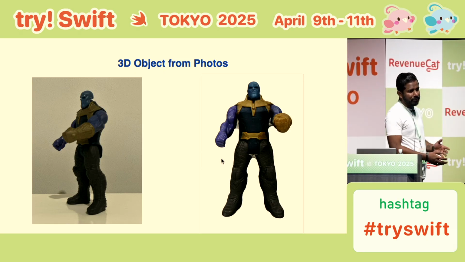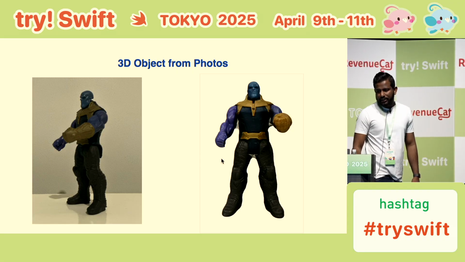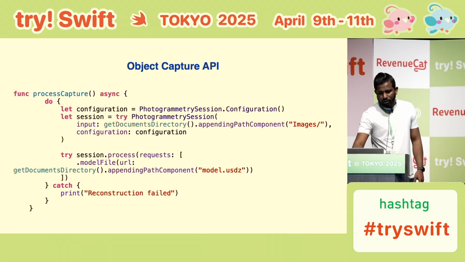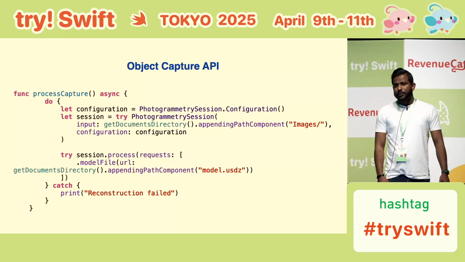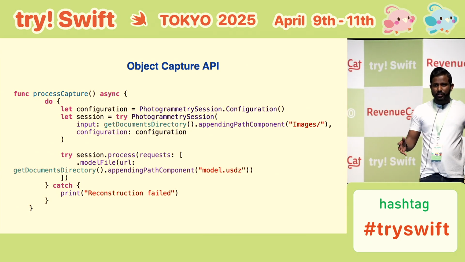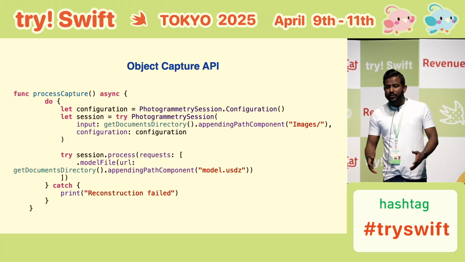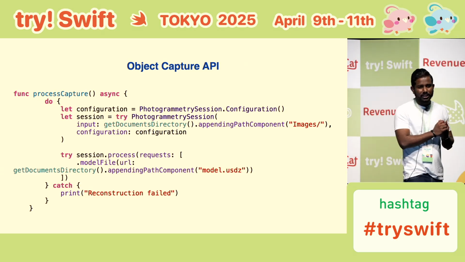But Apple is not limiting the photogrammetry API to macOS. With iOS 17, they introduced a new API called the Object Capture API, which works on iOS 17 plus. Without macOS and without taking a set of photos, you can now convert things into a 3D object in real time using this Object Capture API.